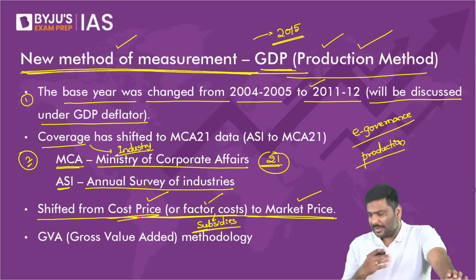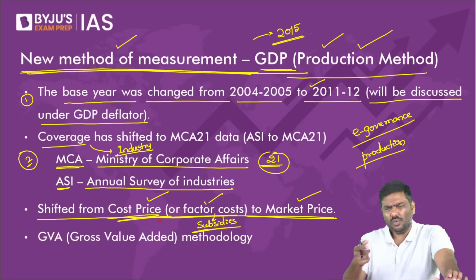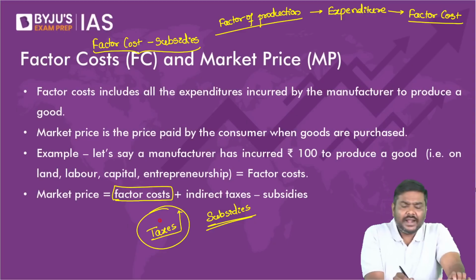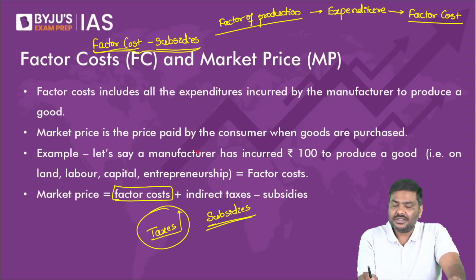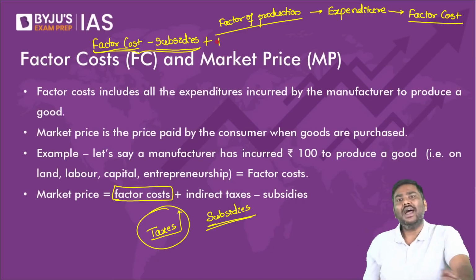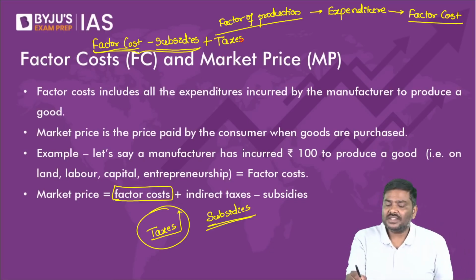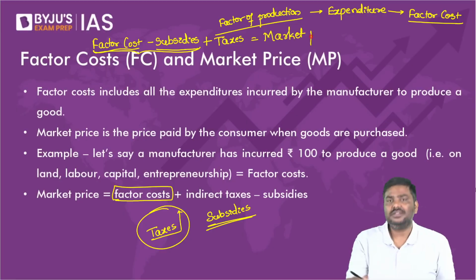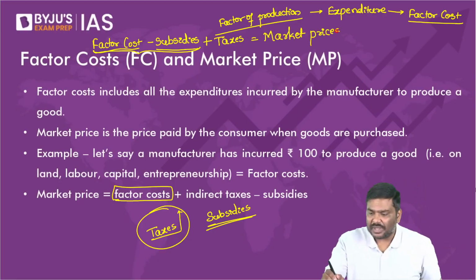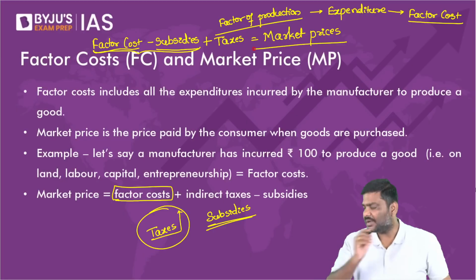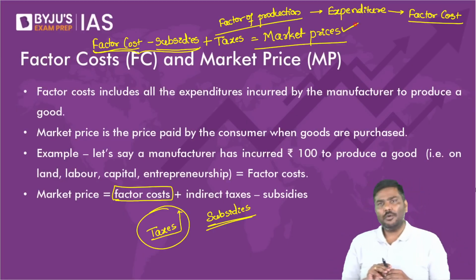But what government now says is, in addition to the factor cost and subsidies, we will also add the taxes. This will give us market prices. This will simply give us market prices. And now GDP will be calculated using market prices. Any problem? Why they have shifted?